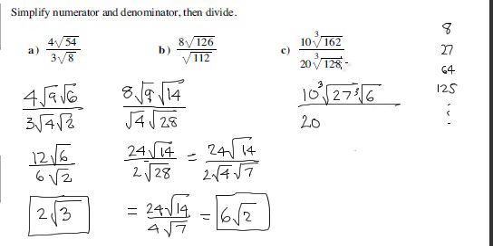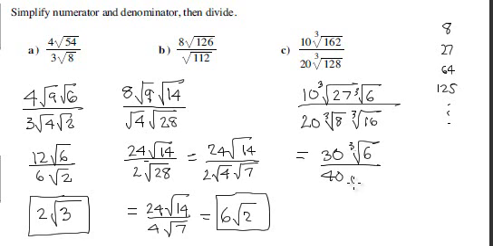The cube root of 128 is divisible by 8. Goes in 16 times. So we get cube root 8, cube root 16. So that's 10 times the cube root of 27 is 3. That's 30. And then we have our cube root 6. Can't do anything with that. Down here, 20 times the cube root of 8 is 2. So 20 times 2 is 40. And then we get cube root 16.